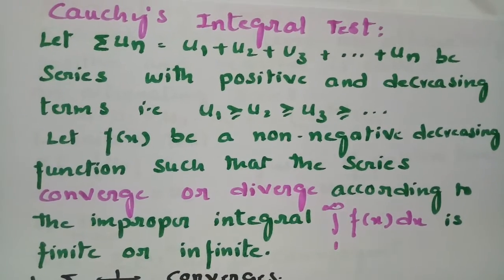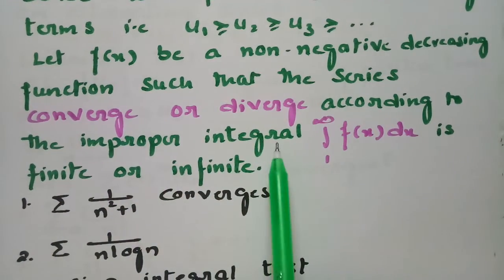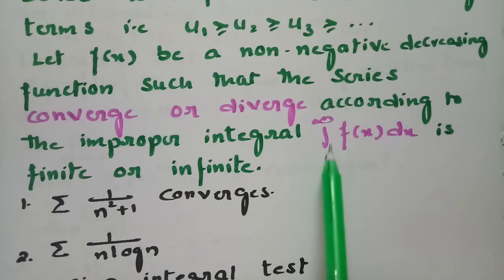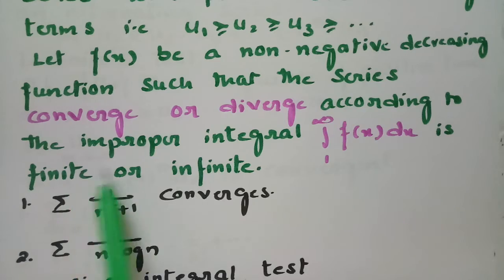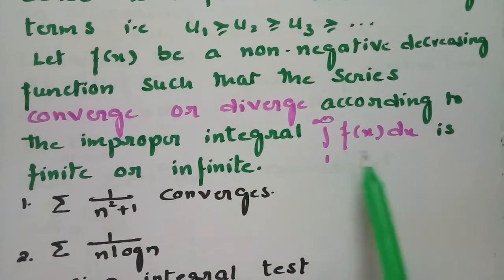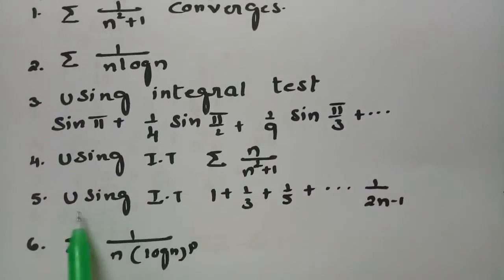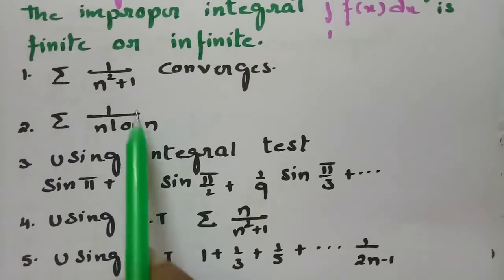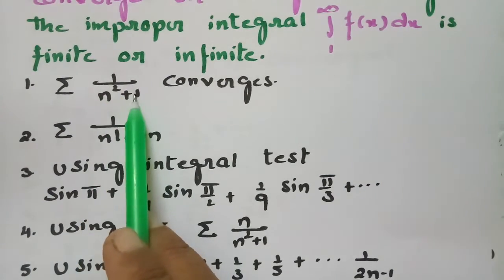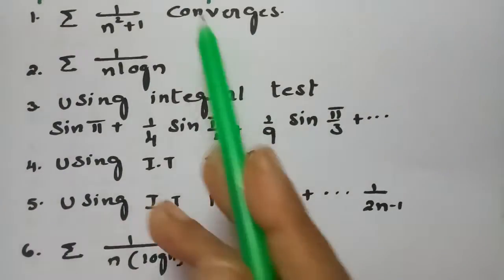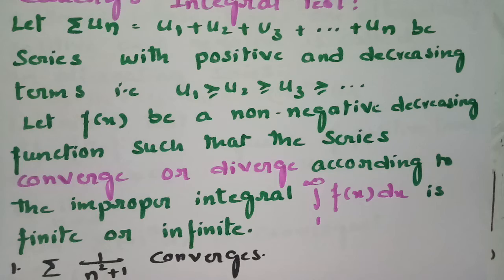And the next one is the integral test. So Cauchy's integral test, what does it imply? This is an improper integral, that is, integral 1 to infinity f of x dx. If it's a finite value, then we say that it's convergent. If we get an infinite value, we say that it's divergent. Straightaway they'll ask, use the integral test. There are only 3 questions. So this is log, and this is 1 by n square plus 1. These are the questions from the textbook where we have to use Cauchy's integral test.